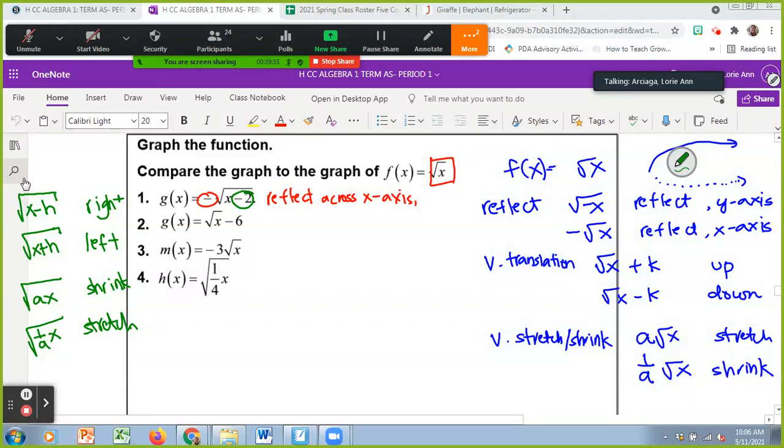By the way, I didn't write the keywords over here. These are horizontal translation. I forgot to write those down, guys. Could you please add them up? It's horizontal. Very good, Ryan. So if this is negative 2, it's going to be horizontal translation, but you have to go in the opposite direction. So if it's minus, you go to the right. Very good.